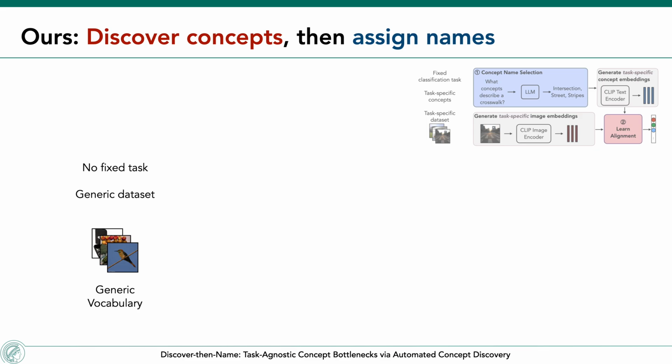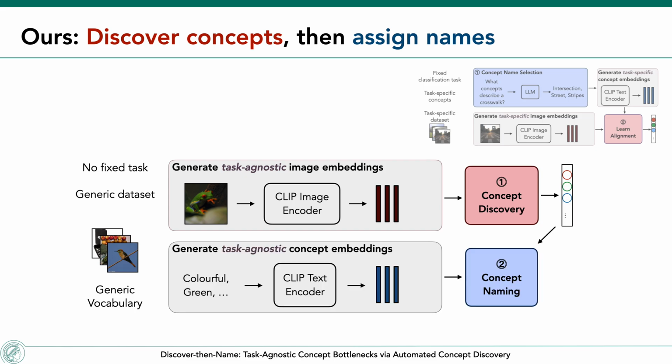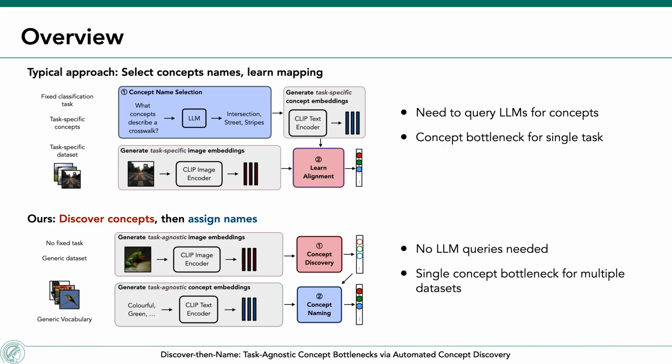We use a generic task-agnostic dataset to first discover concepts known to the model, which gives us a set of unnamed concepts. We then use a large vocabulary to name these concepts, to form the concept bottleneck. Overall, our method does not require LLM queries. Additionally, a single concept bottleneck can be used for multiple downstream datasets and is an intuitive approach to identify the concepts known to the model.